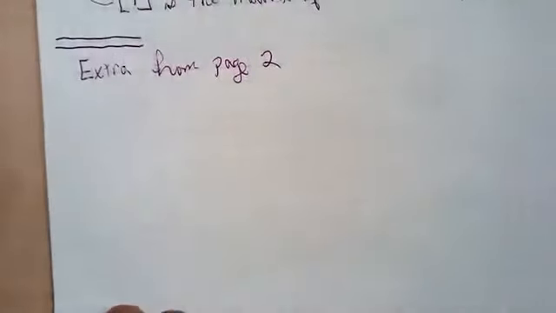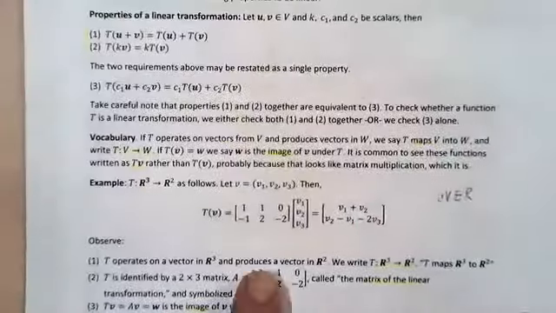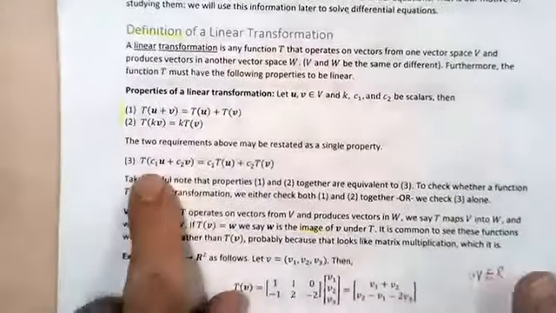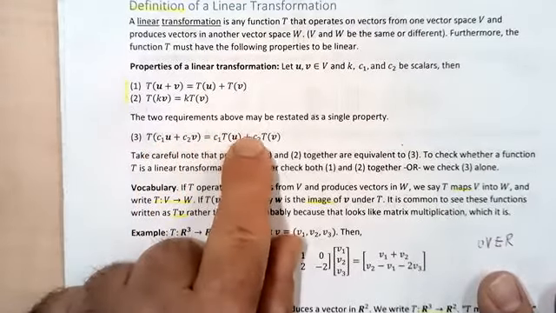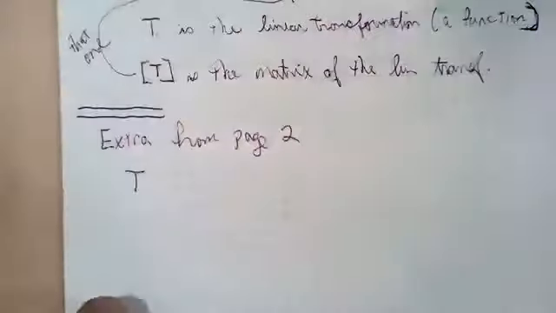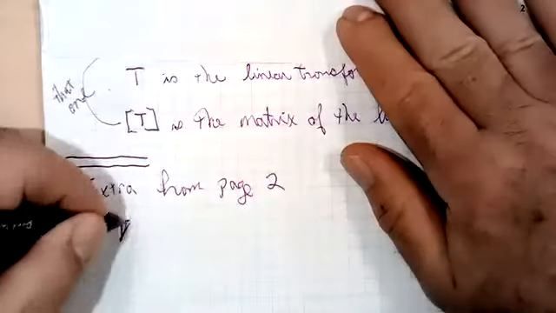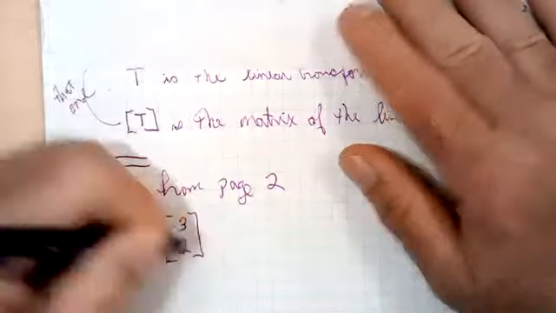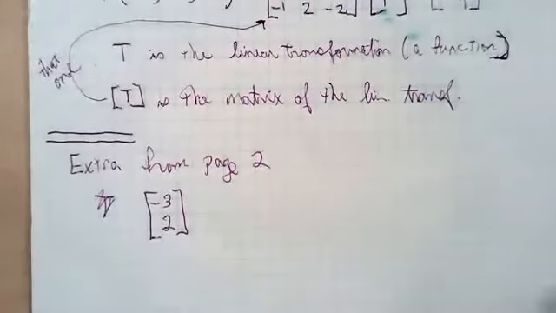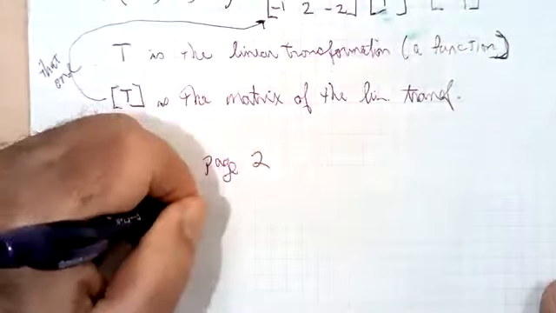Okay, so let's do this another way. There is another way. I have this property of linear transformations in general. Right here. T of C1U plus C2V is C1T of U plus C2T of V, right? So I'm going to use that to my advantage here to find another way of computing this transformation. So I'm going to look at minus 3, 2, and I'm going to write that as a linear combination of the standard basis vectors.